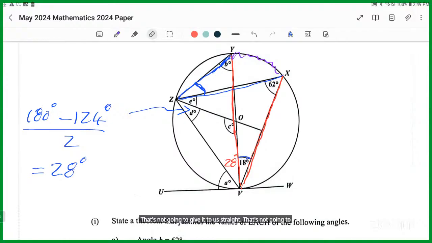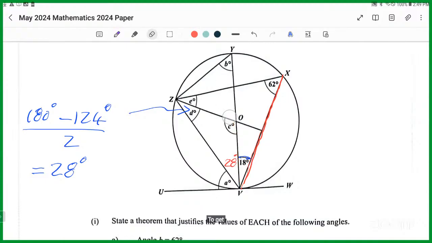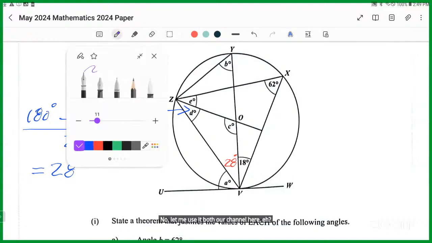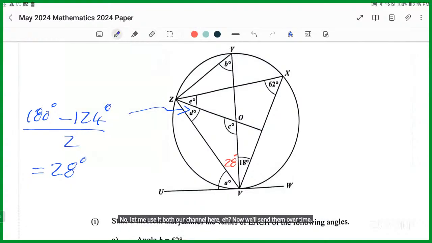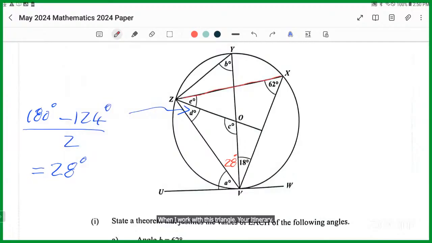I see a way to do it already. I was looking if there's a shorter way to get it. I think it's this total triangle we have to work in. We can say it's subtended by a diameter here, so it's 90. No, let me use the total triangle here, not waste any more time. I want to work with this triangle here. Draw it in red. Let's work with this triangle.